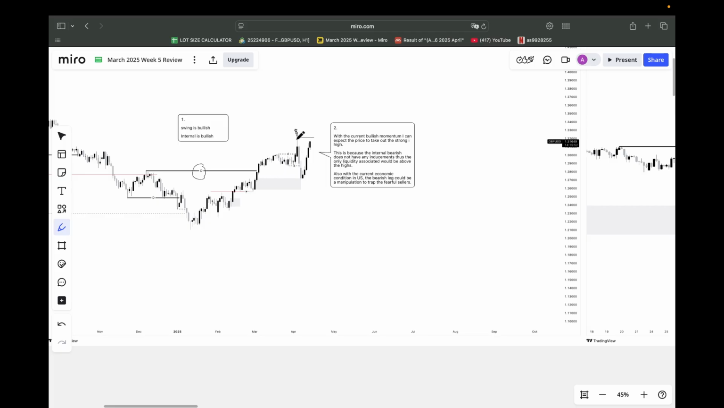So probably this could be a manipulation run to trap all the early sellers who fear that the market is going to fall down, take all their stop losses away, and eventually take this high. So this becomes my new swing low if the price takes out this high.